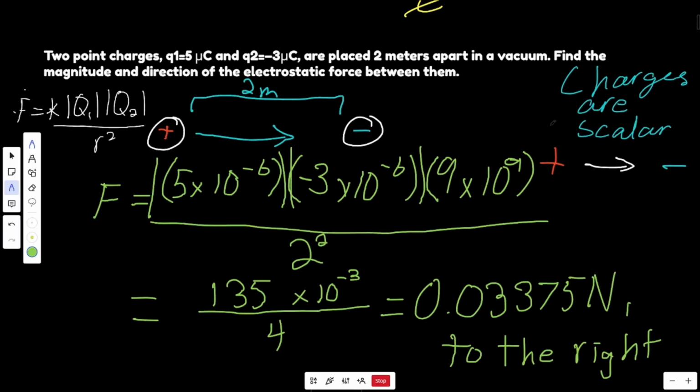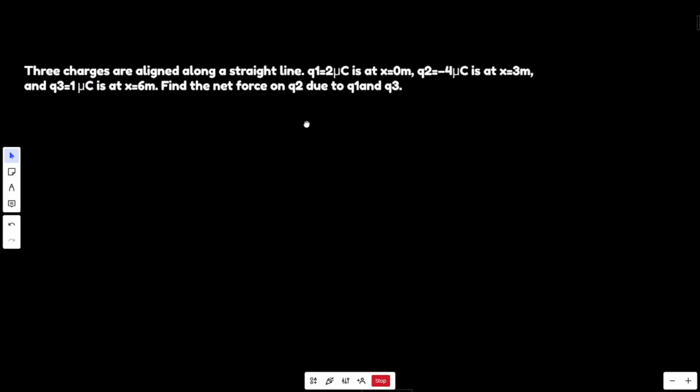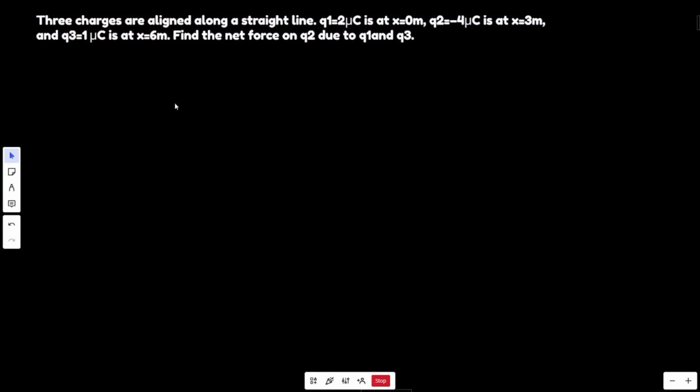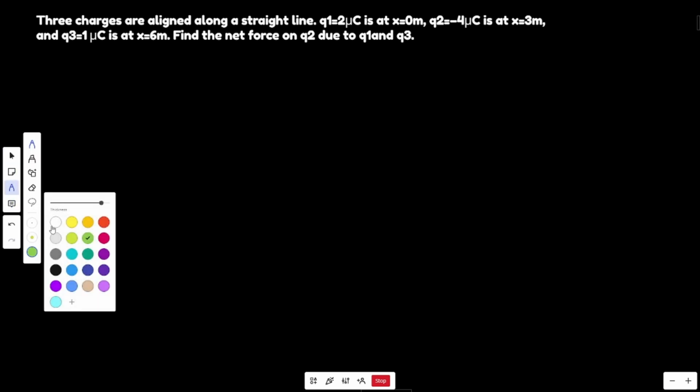Now for the next question. This involves 3 charges now. And you want to get the net force on Q2 due to Q1 and Q3. Oops, there's a spacing error there. Sorry. But yeah.